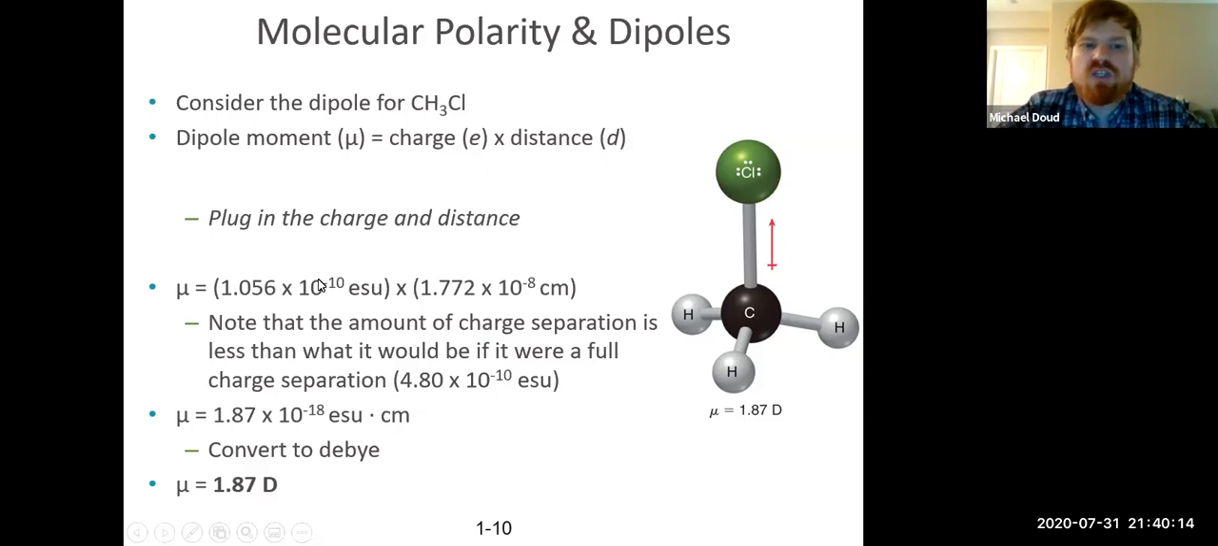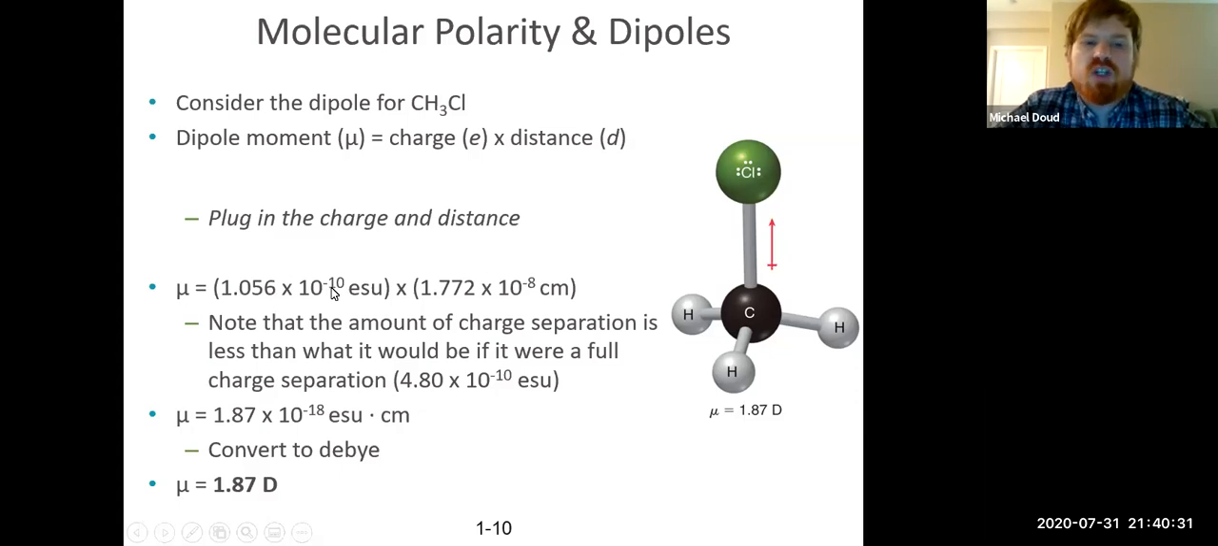Now notice here, we just plug those numbers in. On the test, for example, you'd have to be given a bond length. The bond length is what you could plug in here for distances. And then the elementary charge, we would also have to show you that charge.